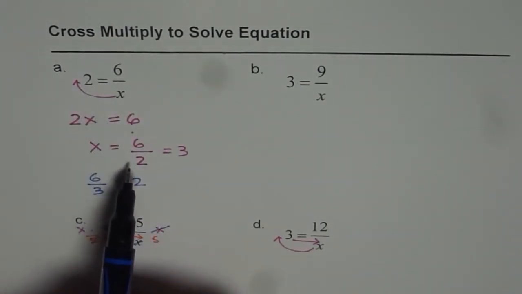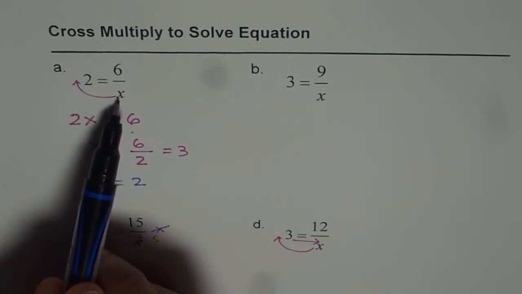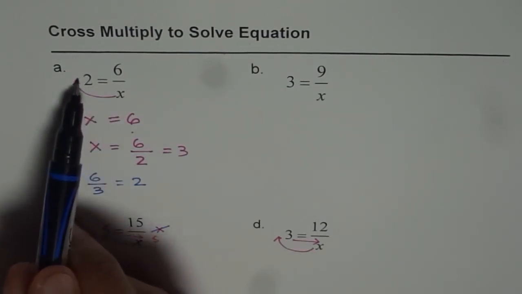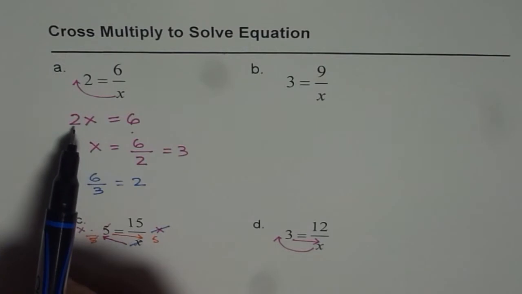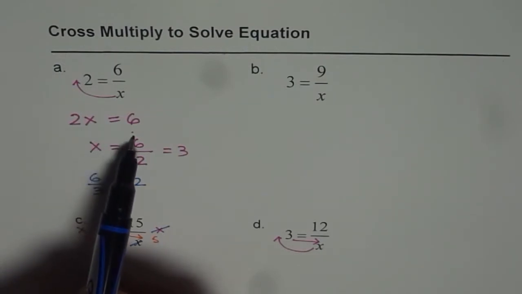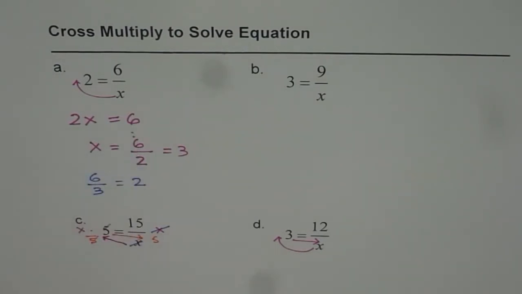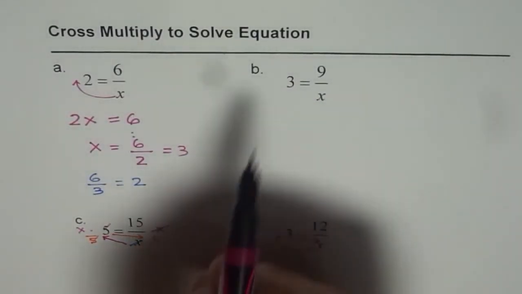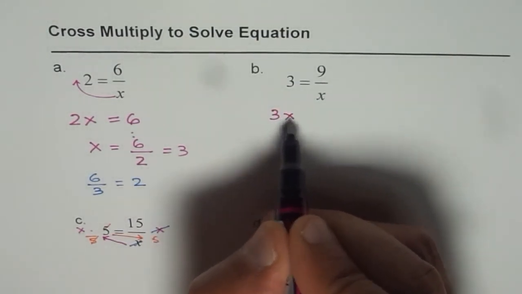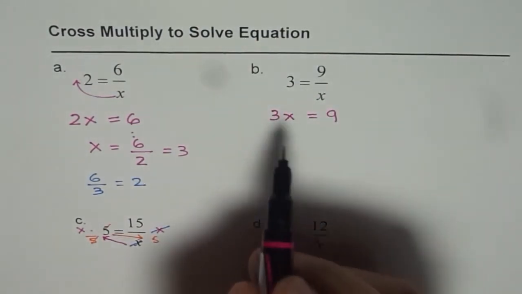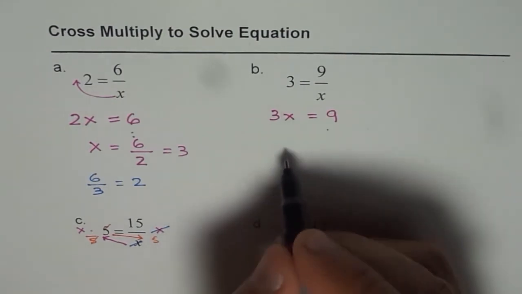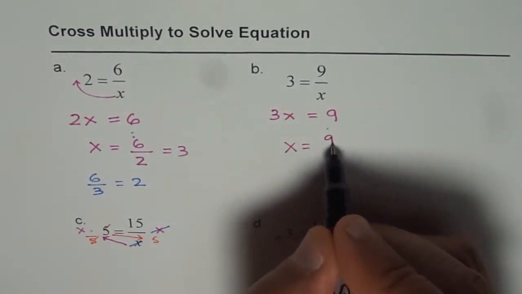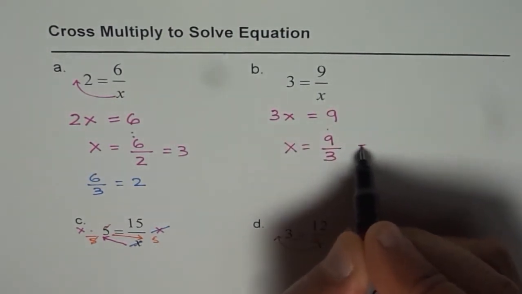This time we did it in 2 steps. First step was we crossed x to the other side, got 2 times x. Then we crossed 2 and got 6 divided by 2. Do you see that? Let's follow the same technique here. First time x goes there, so we get 3x equals 9. Now we will cross 3, right? So we get x equals 9 divided by 3, which is 3.